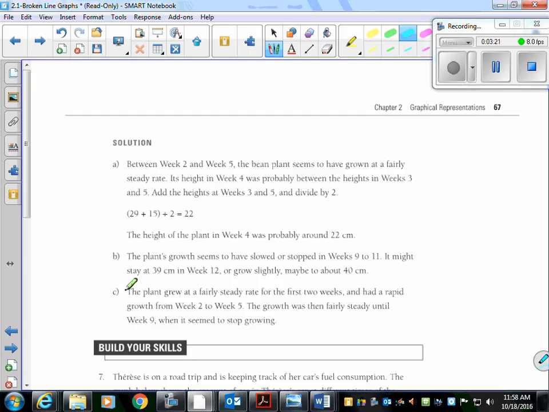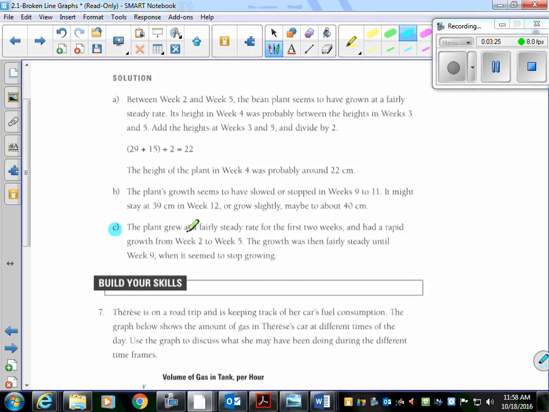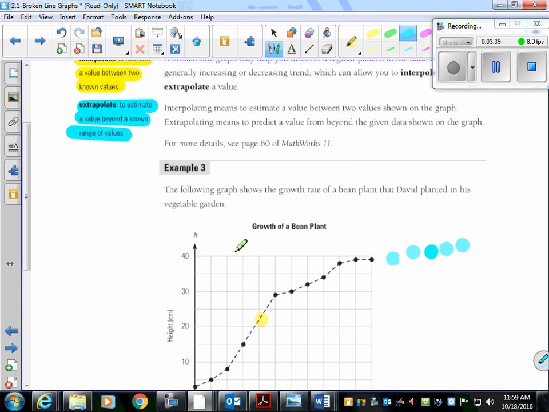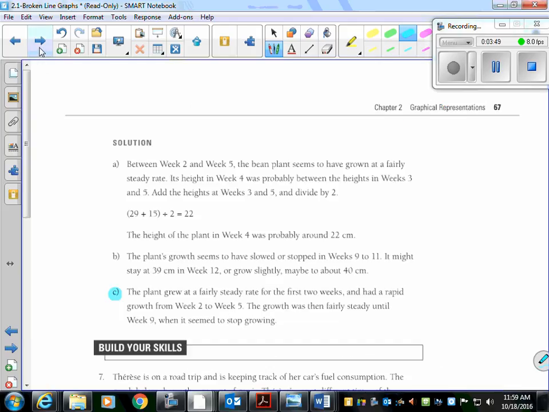Now you can see that in C here, this is where they gave their answer. Slightly different than mine, but very, very close. When you're reading a graph, there are answers that are close to the similar thing that would be appropriate. But if you told me that it wasn't growing very much in the first 0 to 5 weeks, that would be an incorrect statement. So there are wrong answers, but there are a few great answers.